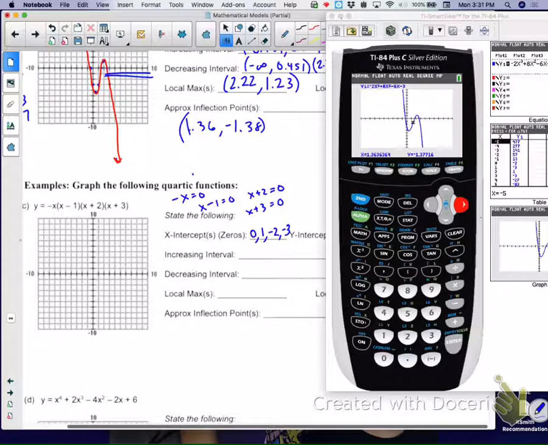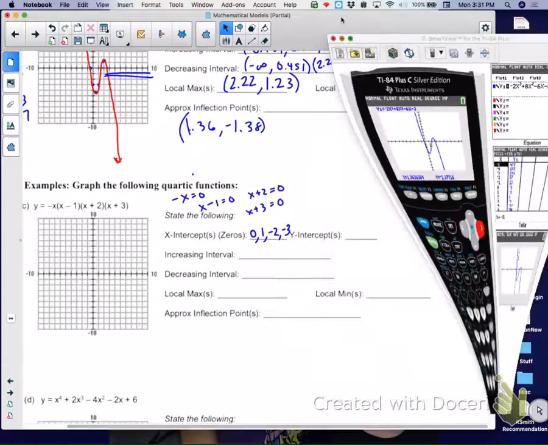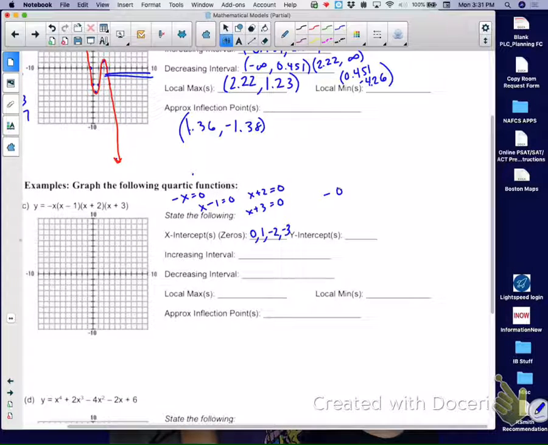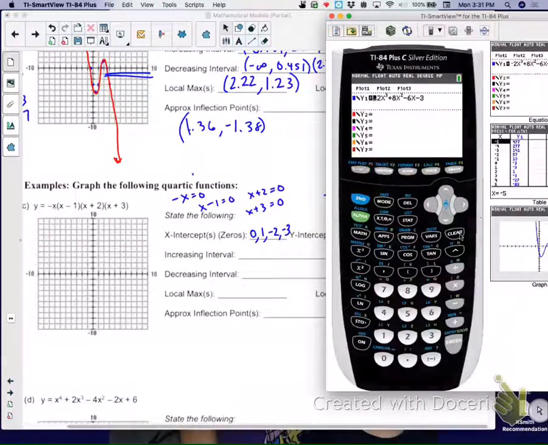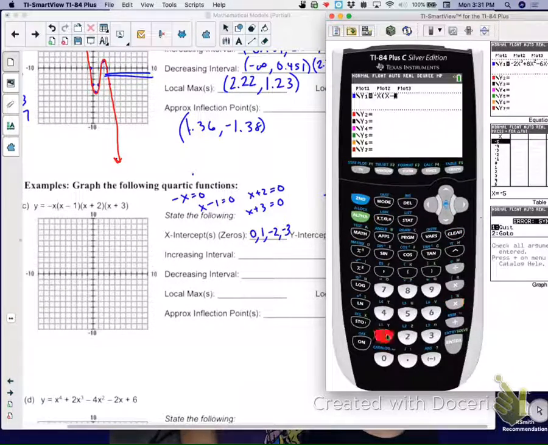Okay. My y-intercept, I'm going to plug 0 in. Well, that just turns out to be 0. The rest of this I'm going to have to get on looking at the graph. So let's get this in the calculator here. So that's going to be negative x, x minus 1, x plus 2, x plus 3. Okay, and I'm double checking that it's all typed in correctly. Okay, and then I hit graph.